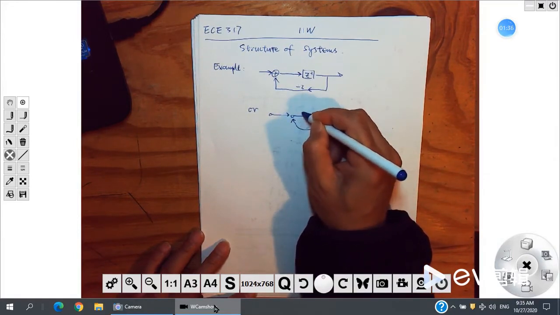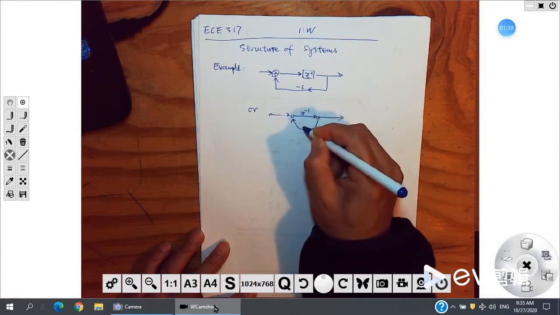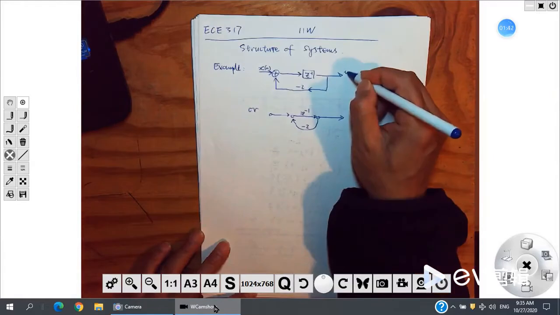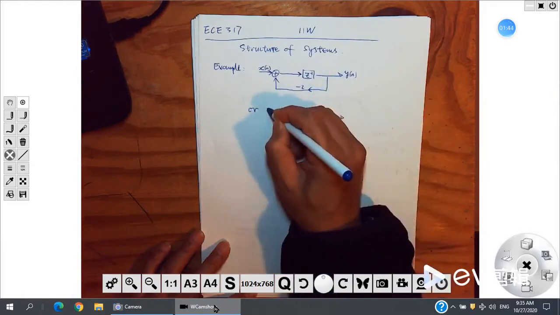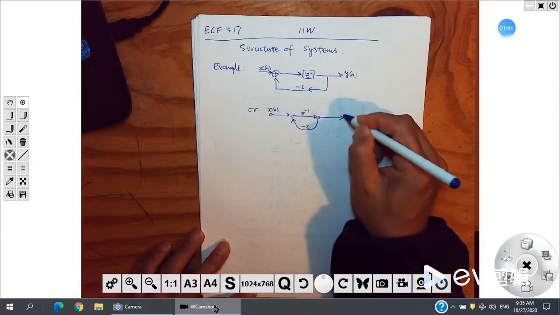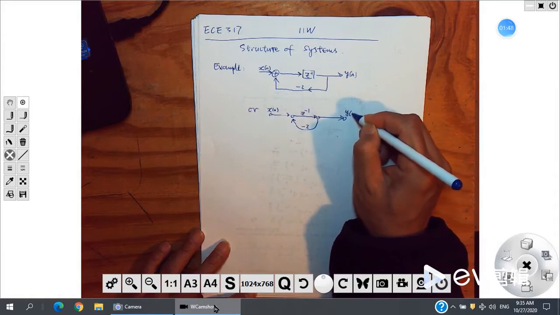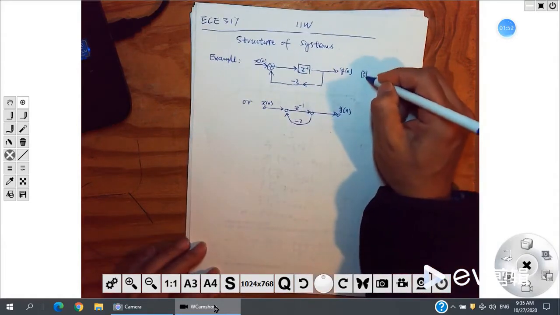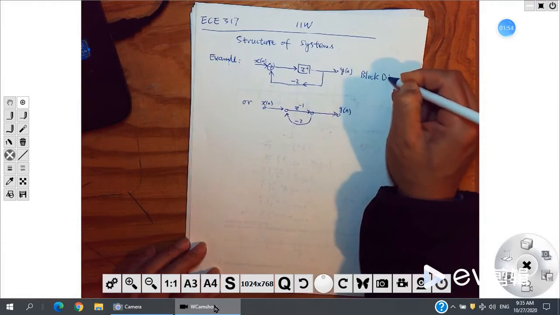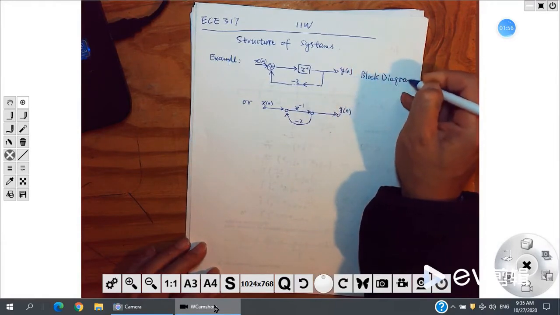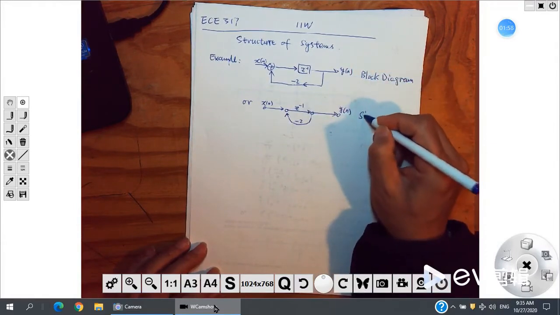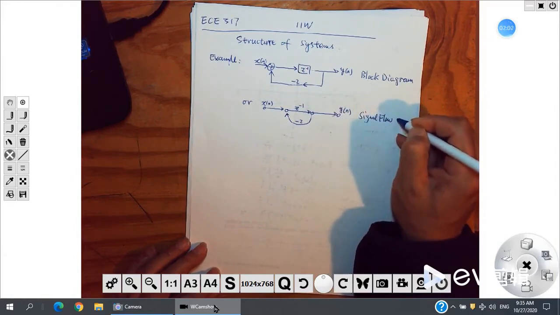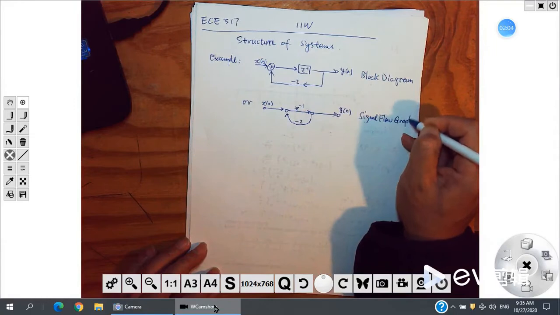like this, z to the -1, -2, and here's x of n, here's y of n. Yeah, the same thing. One is the block diagram. This is the signal flow graph.